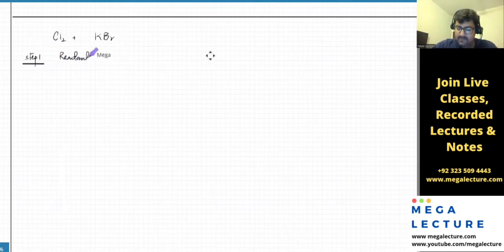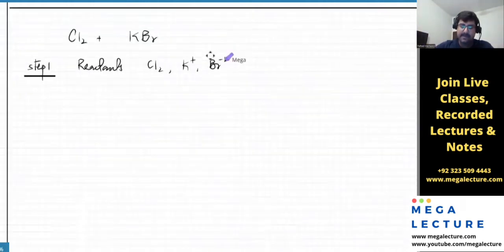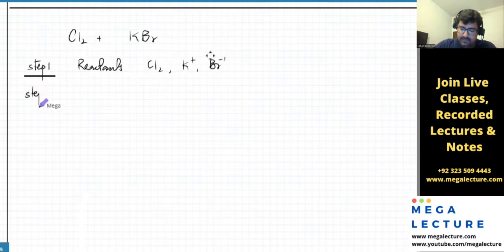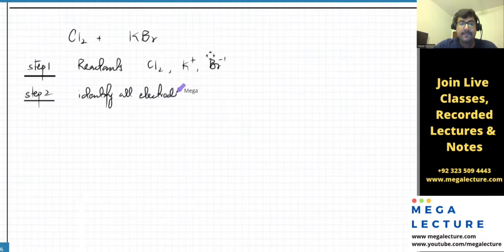The reactants are, one of them is Cl2, obviously. KBr is made up of two things. It's K plus 1 and it's Br minus 1, right? So that's step number 1. Then step number 2 is I'm going to identify all electrode reactions that involve these three. So we're going to open the data booklet for this. Just a second.